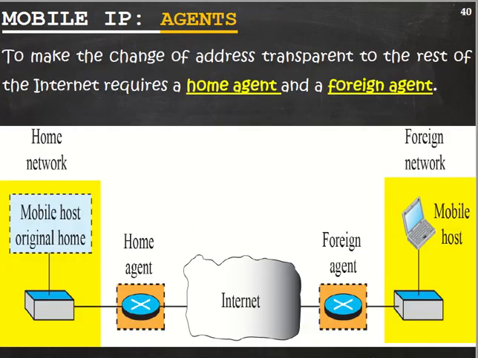Next, there is something called an agent, which is associated with the home network as well as the foreign network. To make the change of address transparent to the rest of the internet requires a home agent as well as a foreign agent. As you can see in this figure, this is the home agent with respect to the home network, and this is the foreign agent with respect to the foreign network.